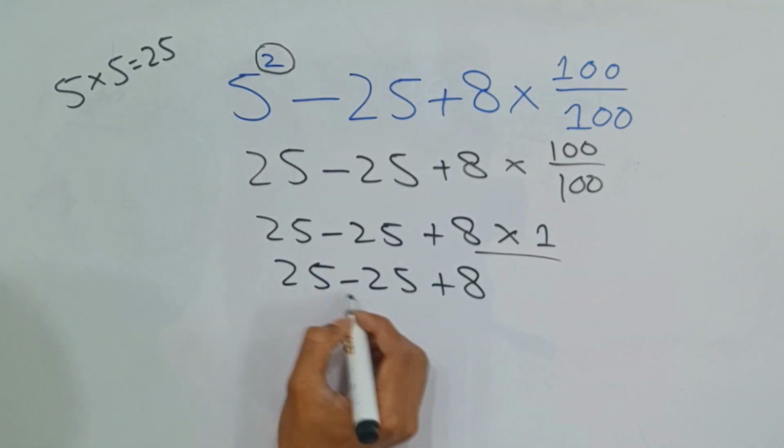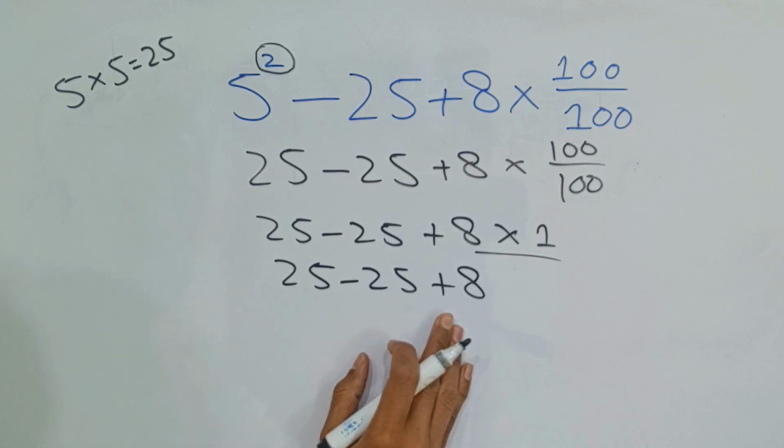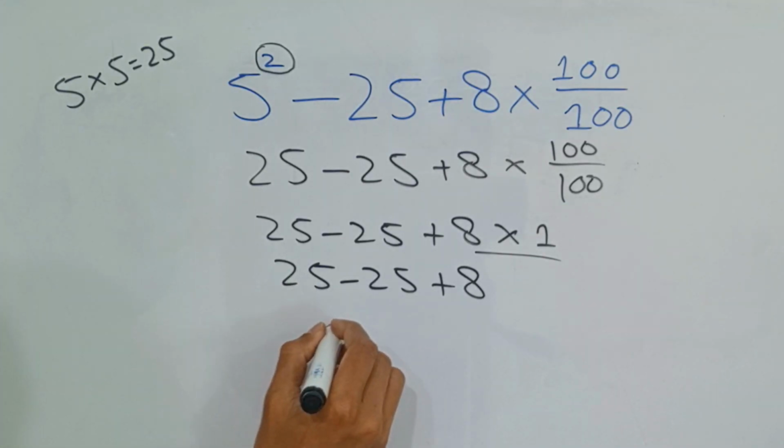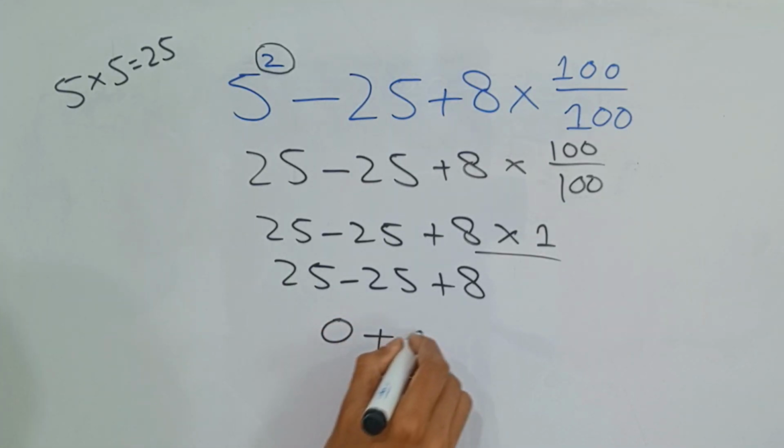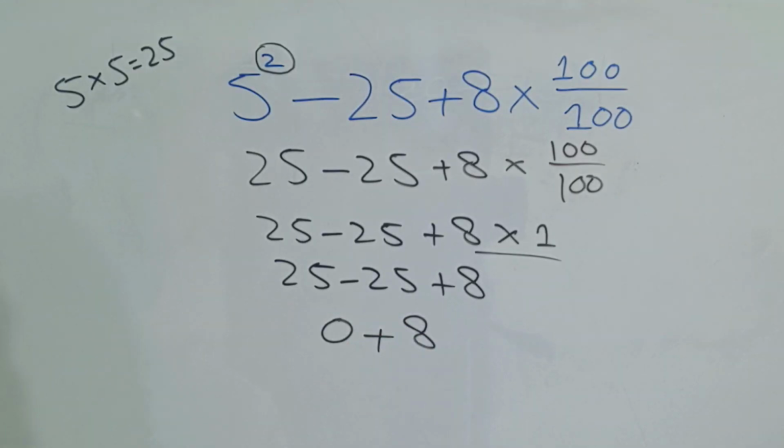Now addition and subtraction from left to right. 25 minus 25 equals 0 plus 8, right? Now 0 plus 8 equals 8.